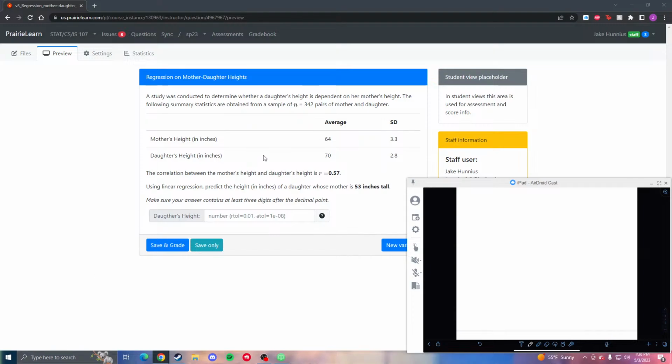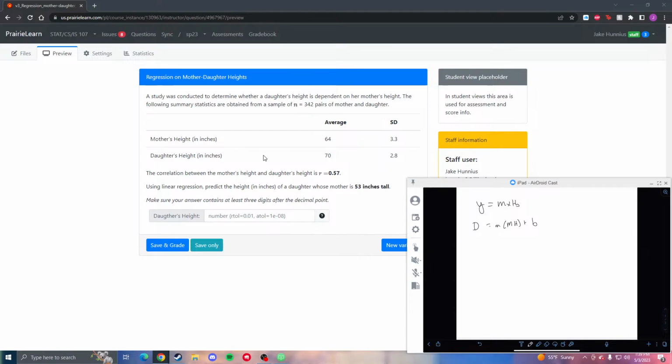Okay, so for this one, we need to calculate our slope because it's not giving us the slope. Because we know that the linear regression is going to be giving us the form y equals mx plus b, where y is the daughter's height, m is our slope, x is the x value, or in this case, the mother's height, plus our y-intercept. So we're going to have to calculate our slope and our y-intercept.